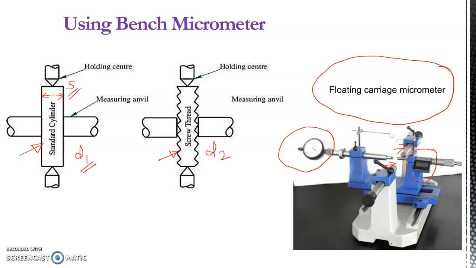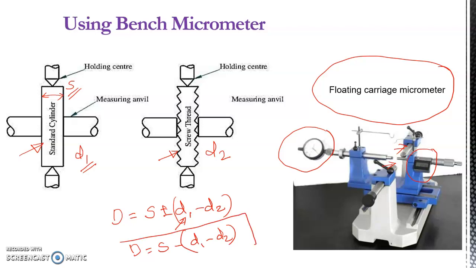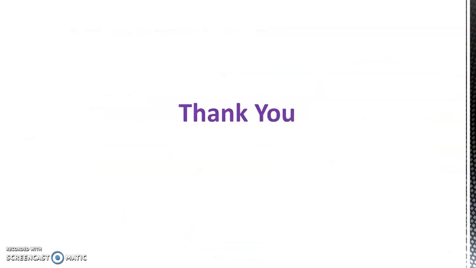So we are using the same equation for finding D. D is equal to S plus or minus D1 minus D2. In this case, since D1 is the diameter of the cylinder, we can simplify this equation as S minus D1 minus D2. So this equation will provide the major diameter of the thread. Thank you for watching.